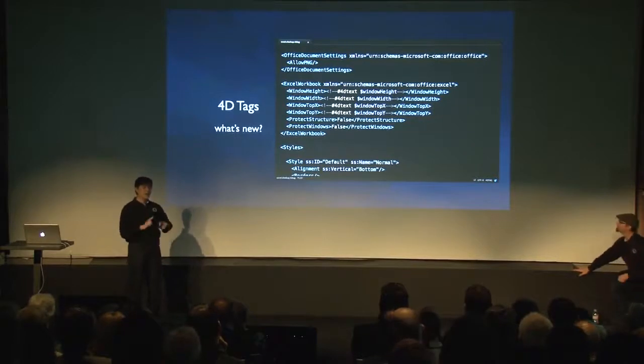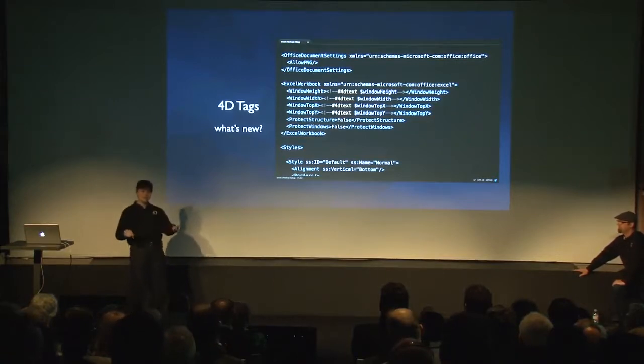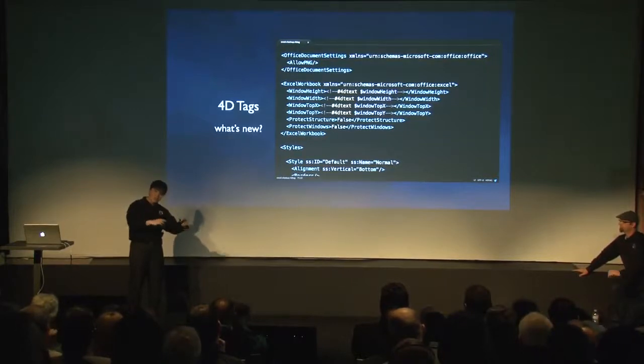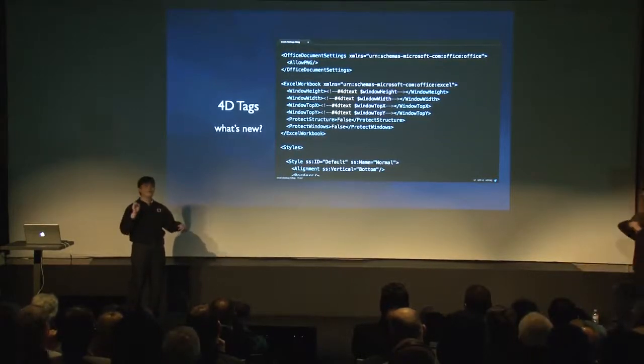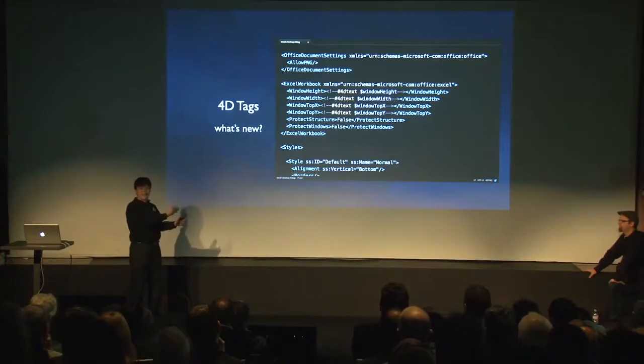Feature number 2 is a new syntax. You see, in the first version, 4D tags were using square brackets. The current syntax is like an HTML comment. And now, in addition to our current syntax, we have a new syntax which will give you more flexibility. And feature number 3 will be explained in the demo.